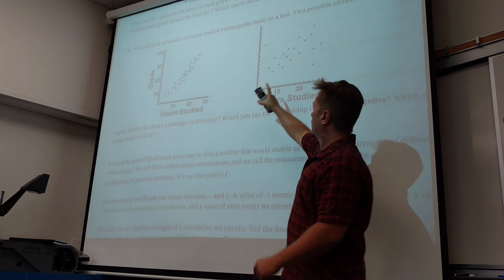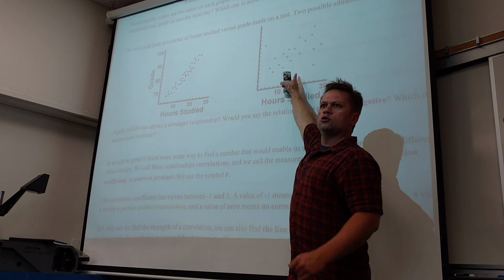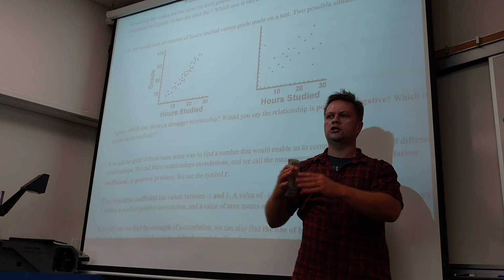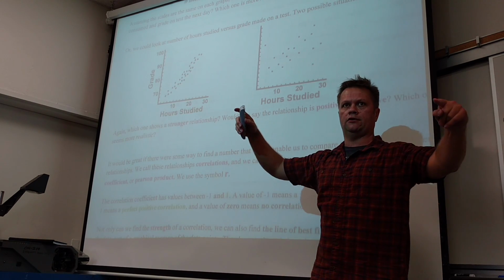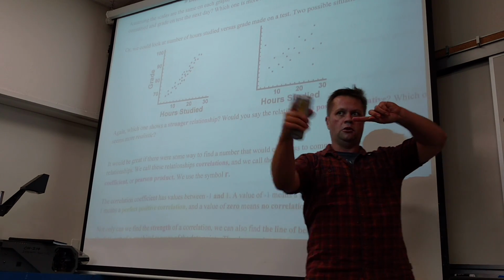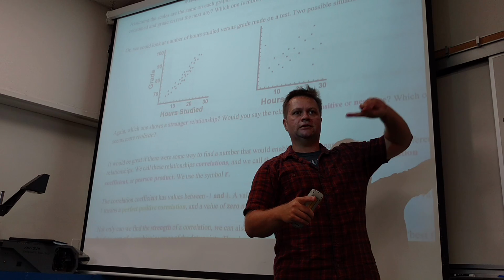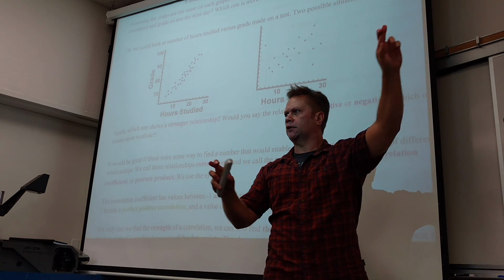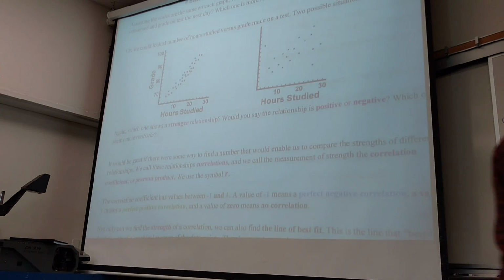All right. So this is more realistic, but less strong. It's a weaker relationship. But they both would be positive correlations. They both would have, from your perspective, positive slopes. How are we doing so far? Is that cool? Okay.